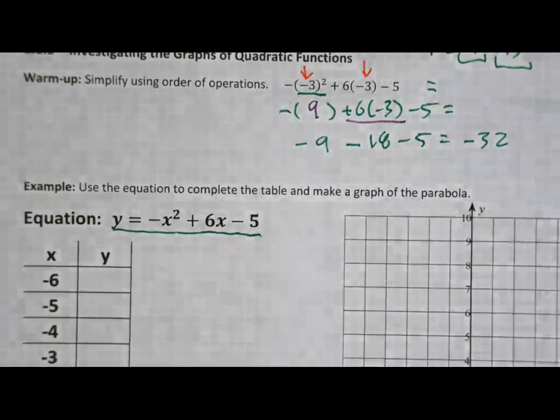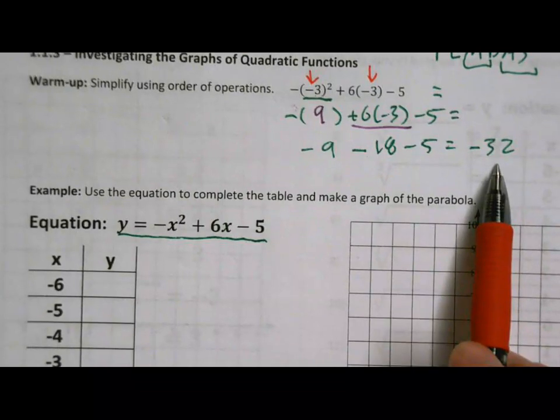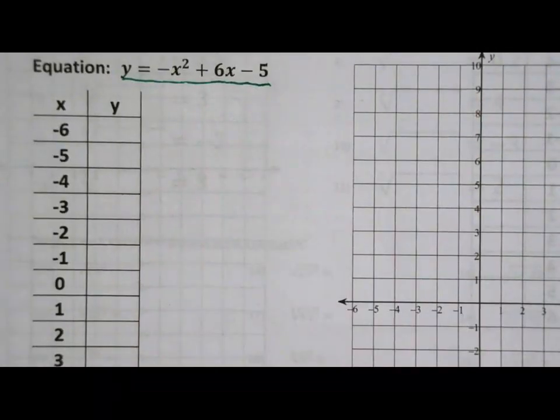We already did the work for -3. Can you see that? We got our answer of -32. Well, let's put -32 down here. We already did this one.